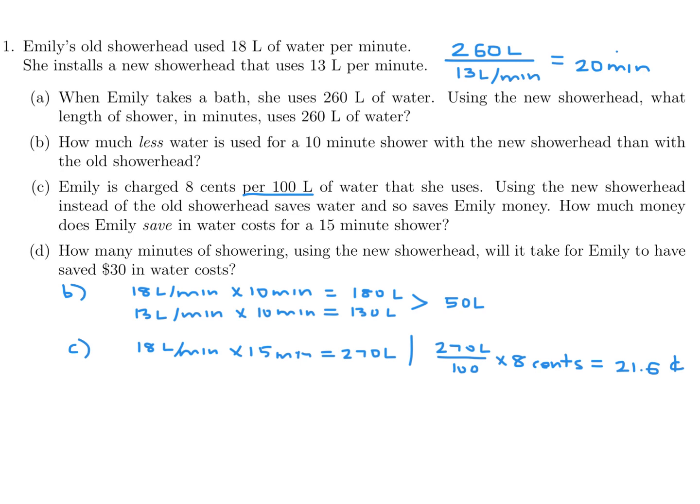Okay, so now the same type of calculation for the new shower head. It would be 13 liters per minute times 15 minutes. And that is 195. But then, of course, you've got to take this 195 and divide by 100 and then multiply by the 8 cents. And when you do, you get 15.6 cents.